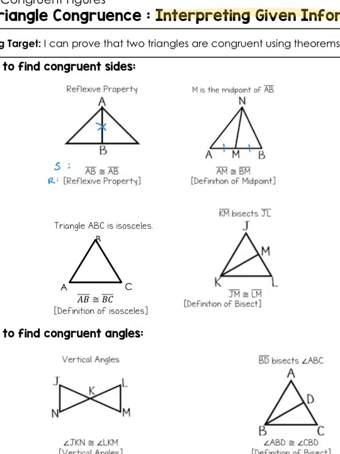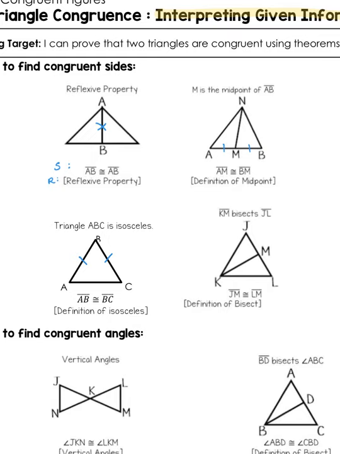Another piece of information that might get us some congruent sides is knowing that a triangle is isosceles. In this case, side AB would be congruent to side BC, because we know that an isosceles triangle has two congruent sides. So we could say that AB is congruent to BC because of the definition of isosceles.